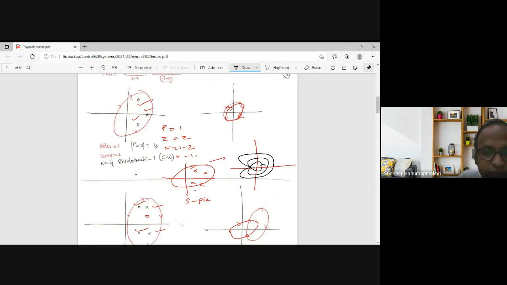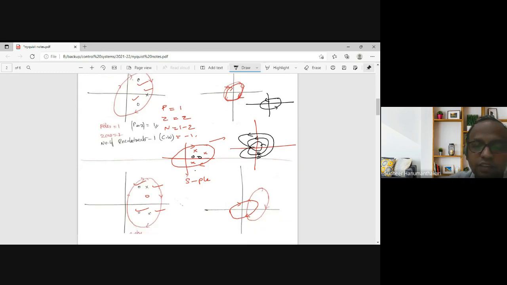All 3 encirclements in anti-clockwise direction. So, if at all there are 2 zeros, then the number of encirclements in anti-clockwise direction is only 1 time. Okay, so like that you should be able to draw.